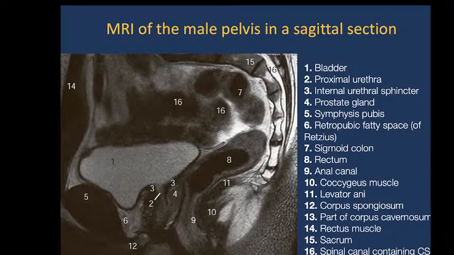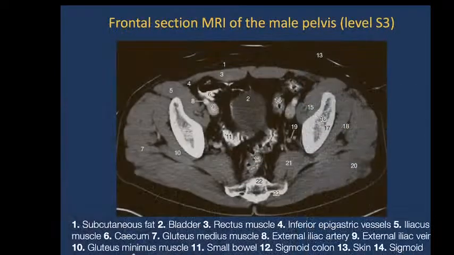And the last part of our lecture is MRI examination, male pelvis in sagittal section. Here visible urinary bladder, number 1, prostate, number 4, and rectum. This is the male pelvis. I guess you understand what this structure means.